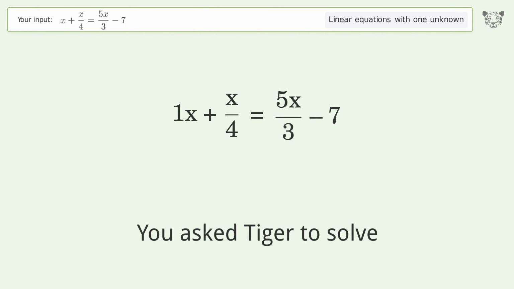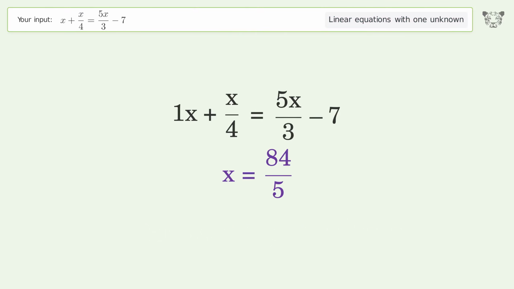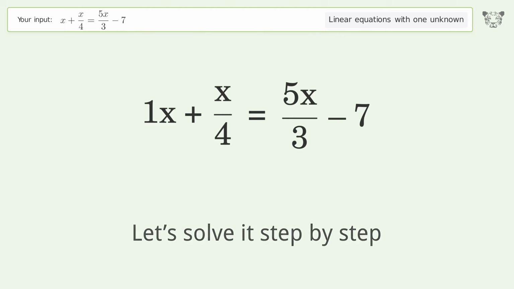You ask Tiger to solve. This deals with linear equations with one unknown. The final result is x equals 84/5. Let's solve it step by step.